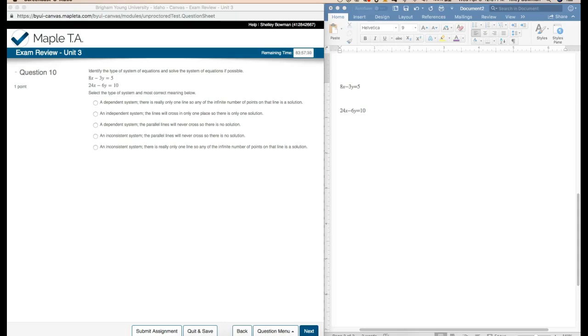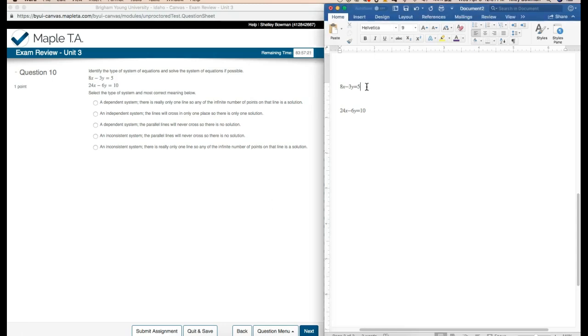Maple TA Exam Review Unit 3, question number 10. Identify the type of system of equations and solve the system of equations if possible. Just like the last two, I'm just going to go ahead and solve for y, and then we'll work through to see if it's dependent or independent or inconsistent.